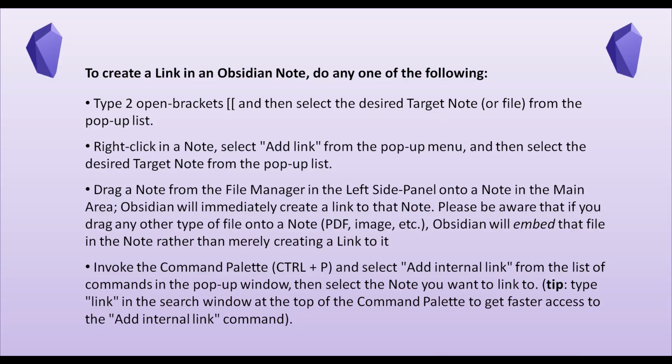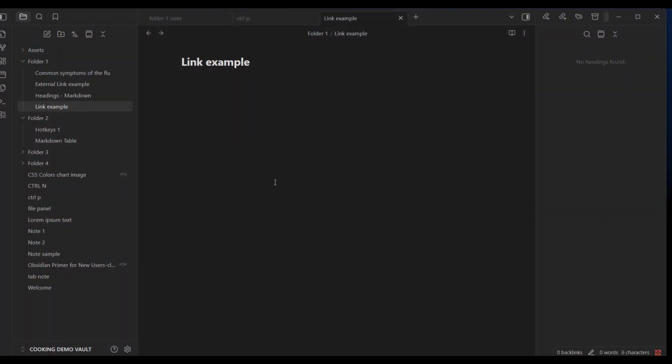Finally, you can create a link by invoking the command palette, pressing Ctrl and P on the keyboard, and then selecting Add Internal Link from the list of commands in the pop-up window. When you select Add Internal Link, Obsidian will insert the pairs of open and closing brackets and then open a listing of all your project's files. Select the file you want to link to, and Obsidian will complete the link. Let me now demonstrate each of these methods in an actual Vault. Okay, I'm in the Vault.